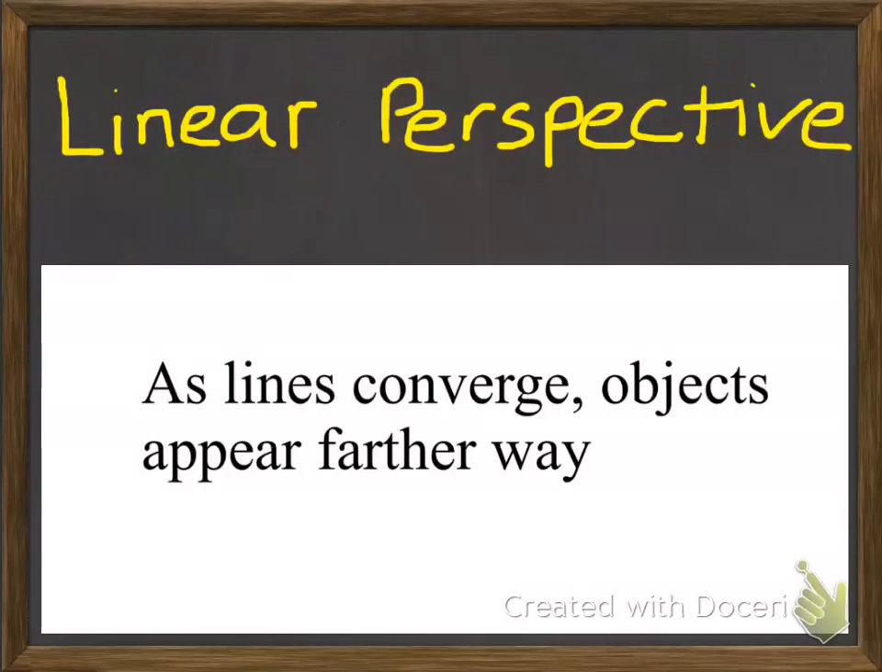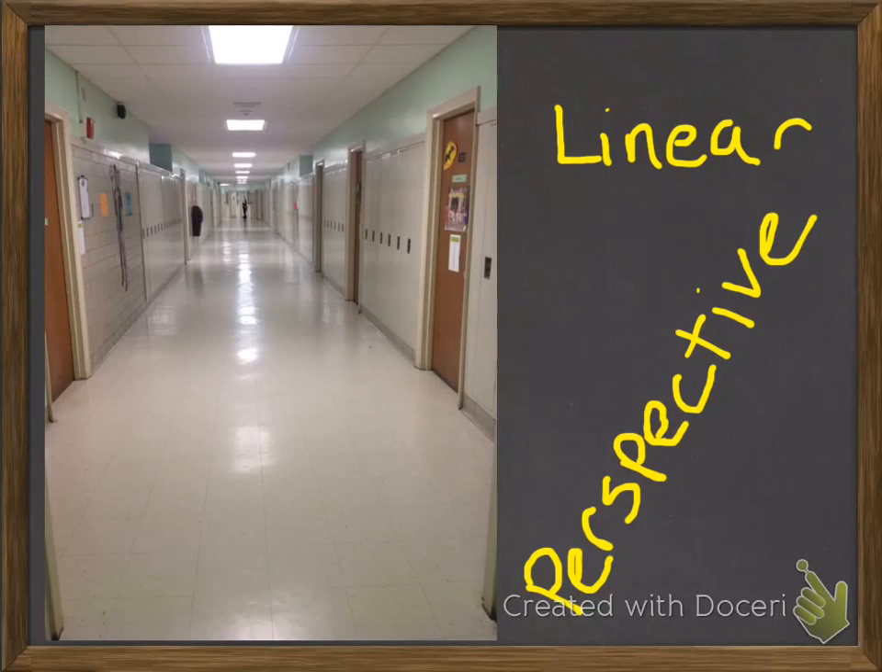In linear perspective, as lines converge, objects appear farther away. When we look down the hallway, the lines on the ceiling and floor appear closer and closer together the farther we look. Thus we can tell that the end of the hallway with the stairs is farther away from the point where the picture was taken than the door with the bat on it is.